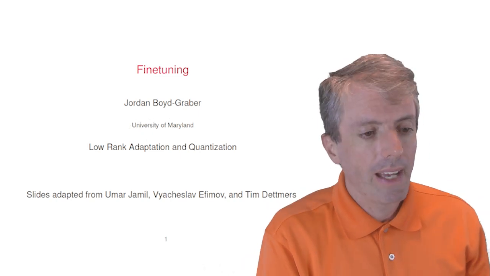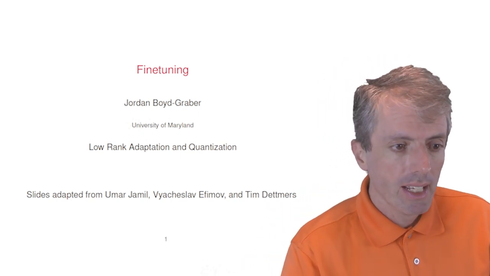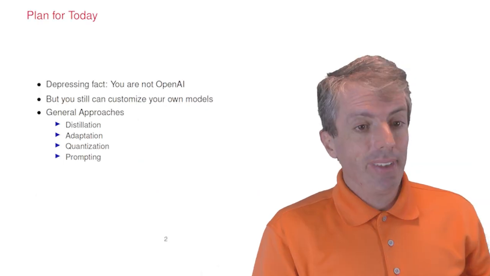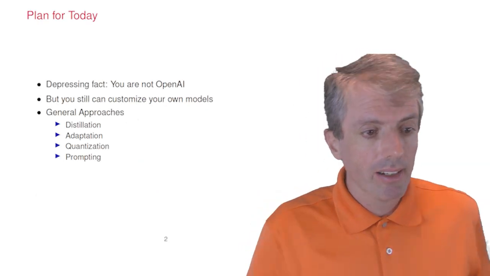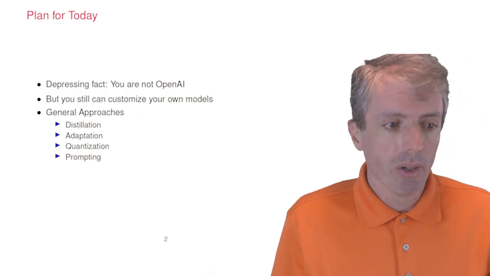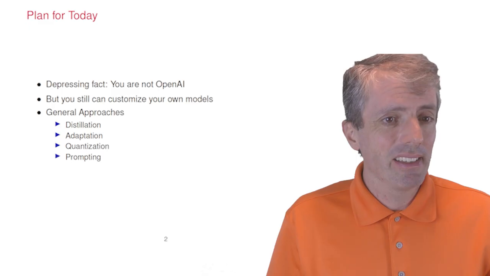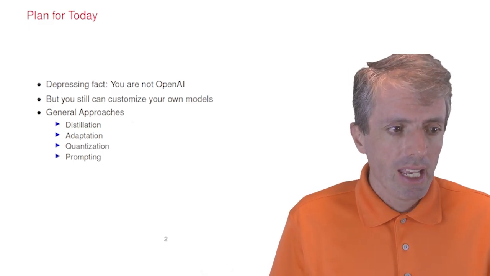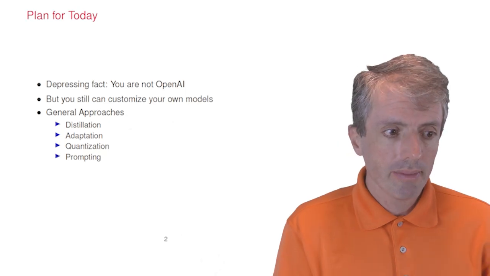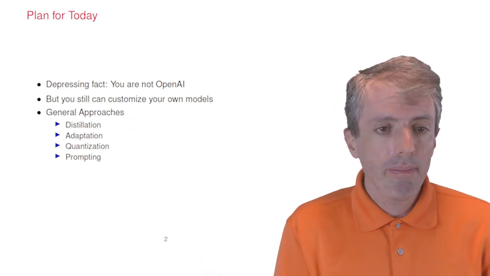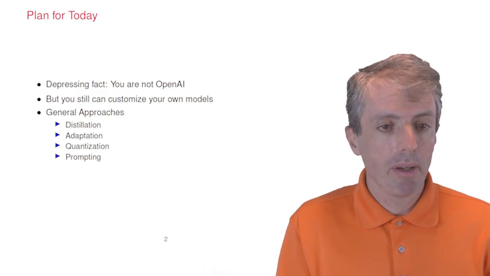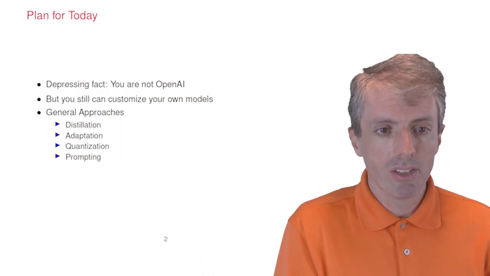Continuing our discussion of how to make Muppet models better by talking about fine-tuning and adaptation. Let's begin on a depressing note. You are not OpenAI, but you can still optimize your models. You just can't do it in the same way that OpenAI does. And there are several different approaches for doing this. We're going to talk about those today. Distillation, adaptation, and other things that we've talked about will come up again here today, including quantization and prompting.